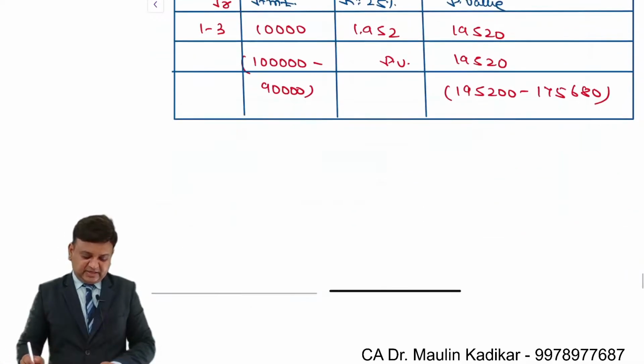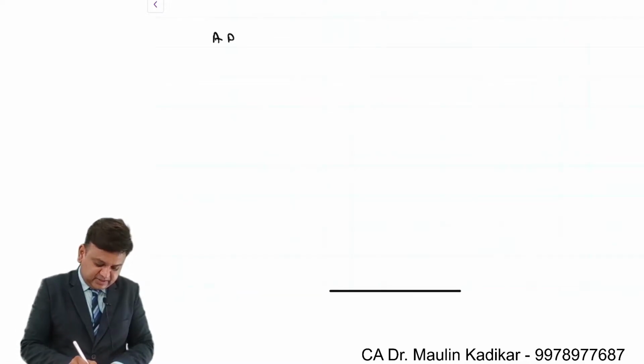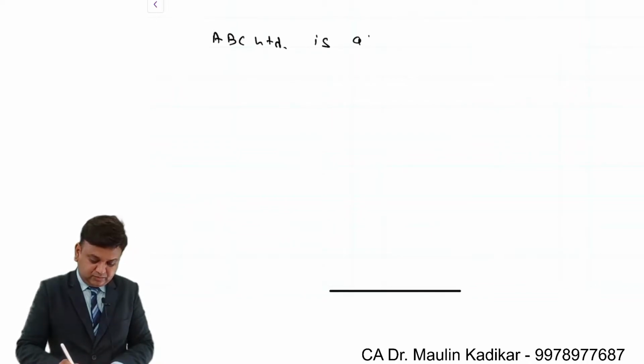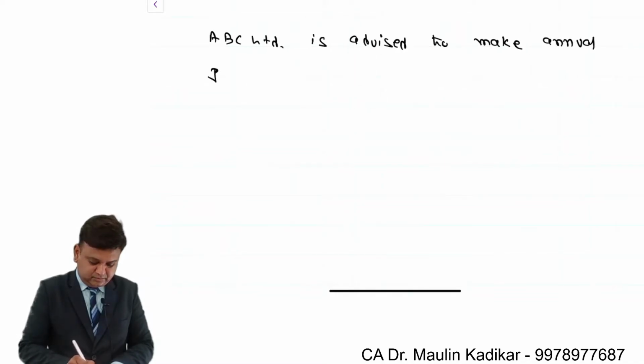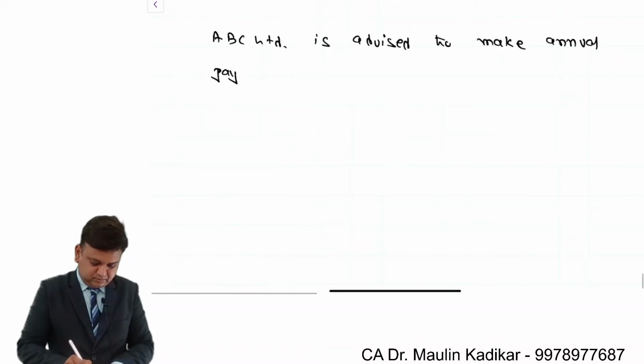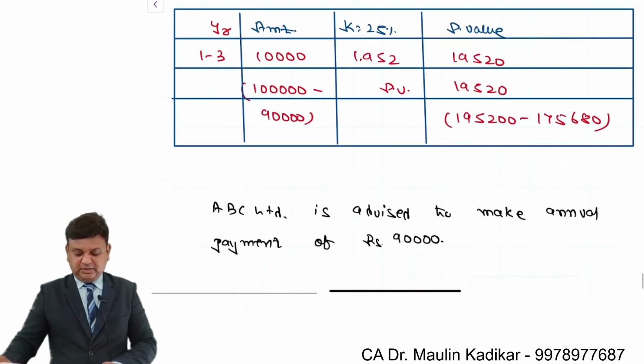So please write down a one line answer. ABC Limited is advised to make annual payment of rupees 90,000. This is the answer.